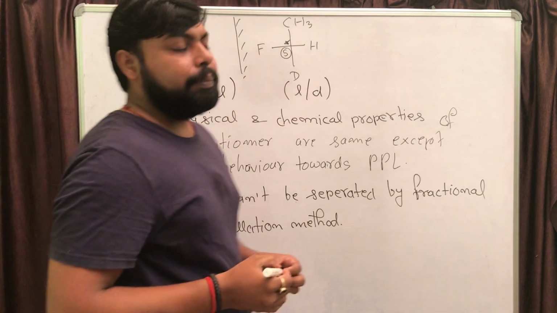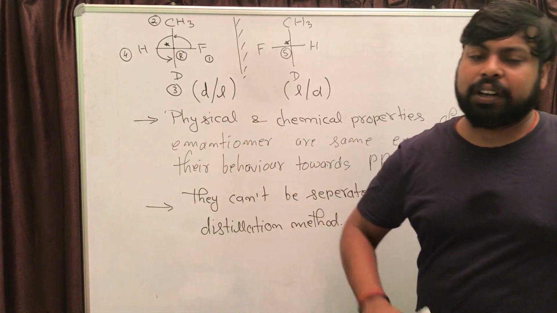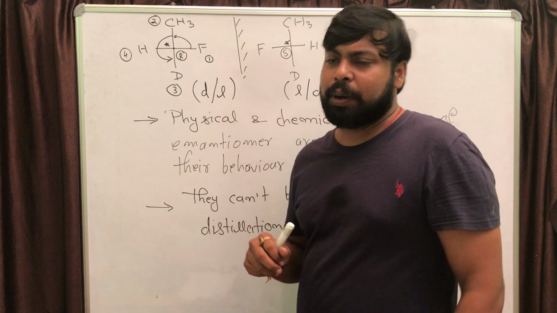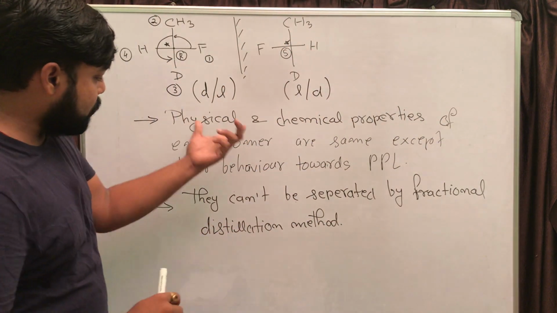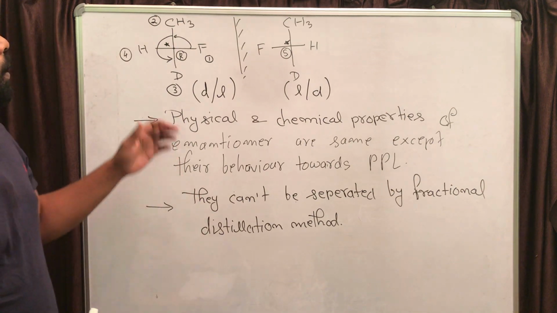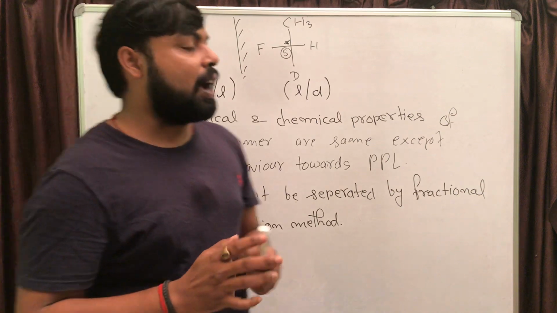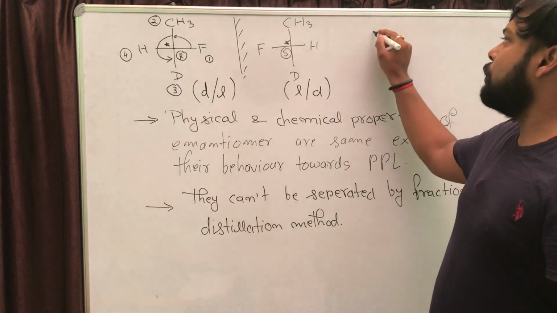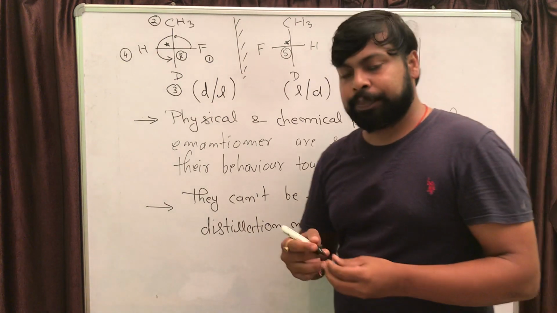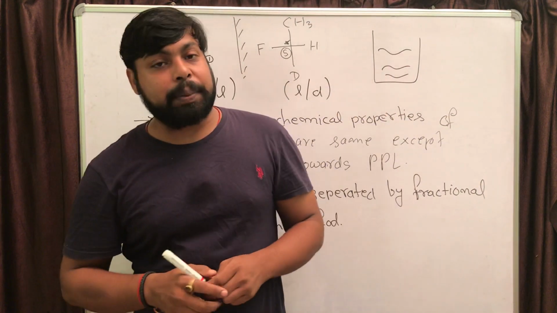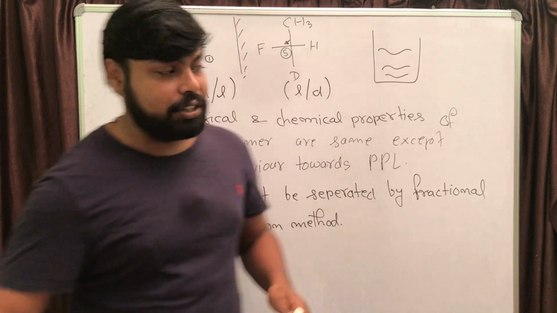Properties are different towards plane polarized light. If one compound is dextrorotatory, another compound is going to be levorotatory. This is the only property which is different in case of enantiomers. Now, if you want to separate this compound, suppose I have a mixture of these two compounds taken in one beaker and you want to separate them. You cannot separate them by using normal distillation or fractional distillation method.